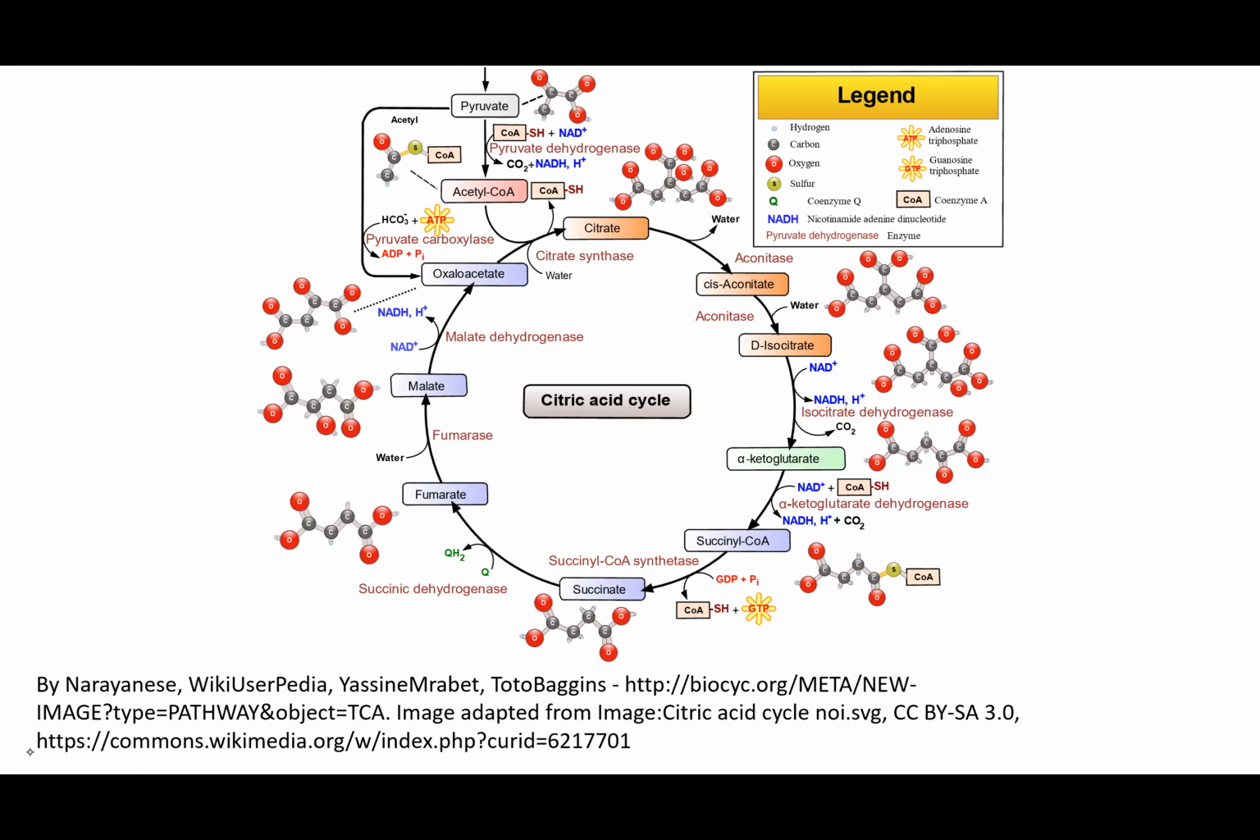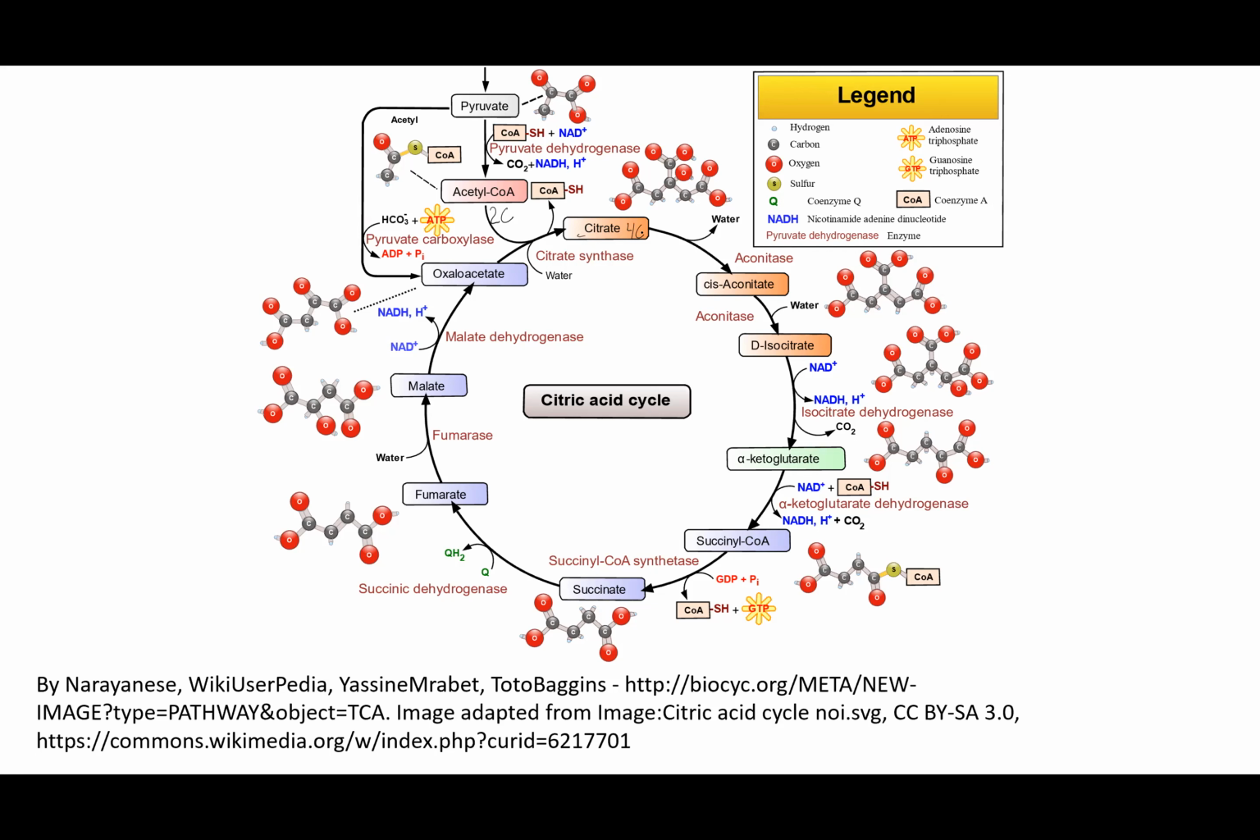So this is showing you here's the pyruvate, here's pyruvate oxidation, we're making acetyl-CoA, and this is showing you how acetyl-CoA comes in. Acetyl-CoA has how many carbons? 2. So this is a 2-carbon molecule. That 2-carbon molecule, when we start the citric acid cycle, is going to combine with a 4-carbon molecule.